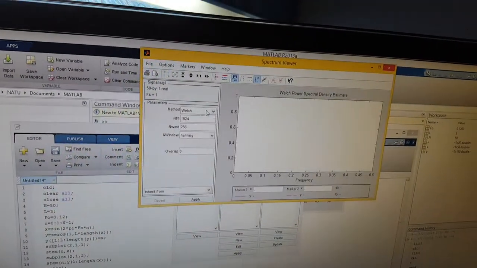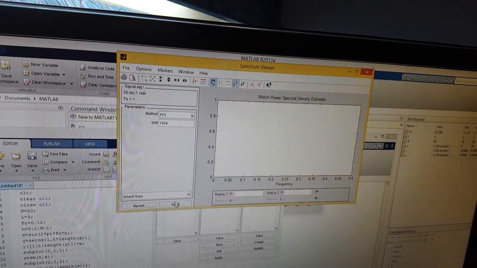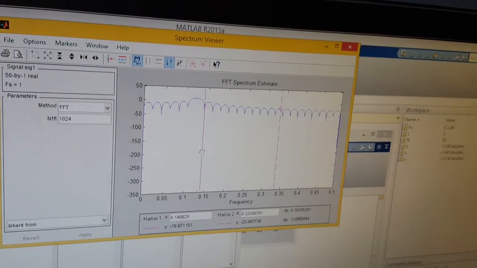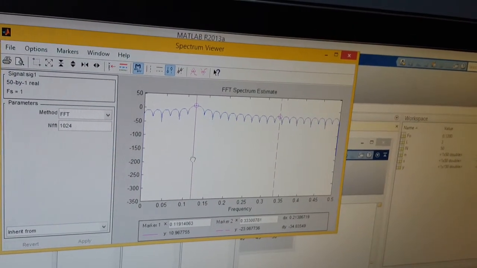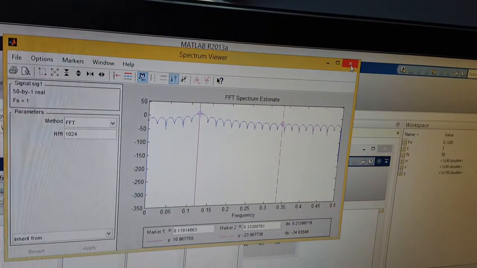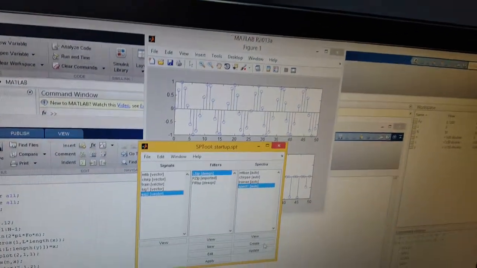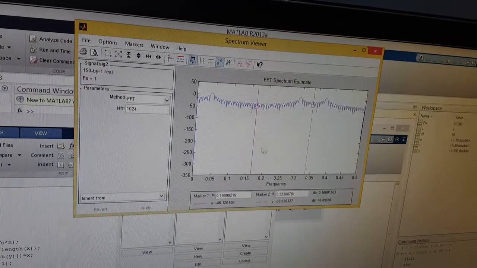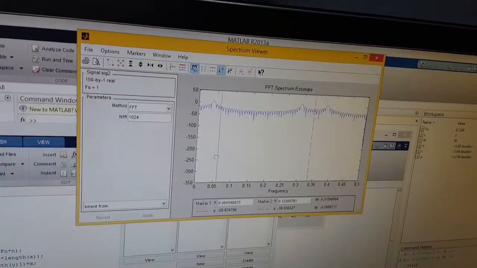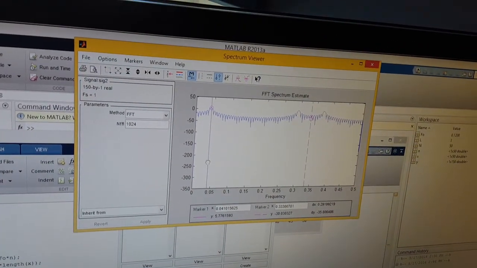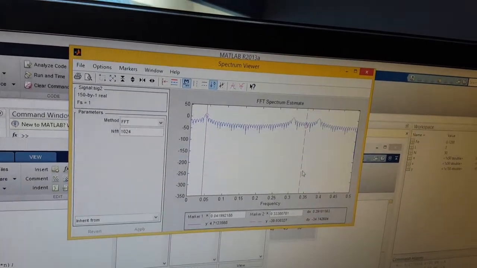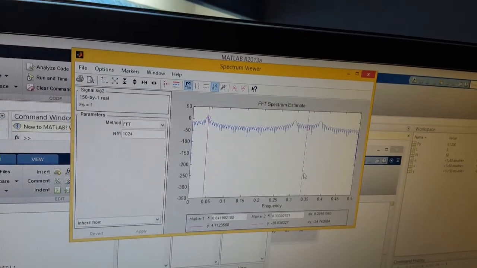We'll see the spectrum for x. This is the spectrum for x with the peak at 0.12, and then we'll see the spectrum for y. It has got multiple peaks. That's it.